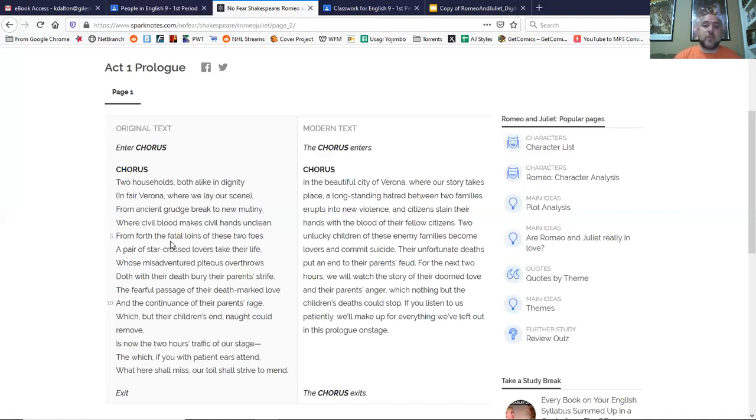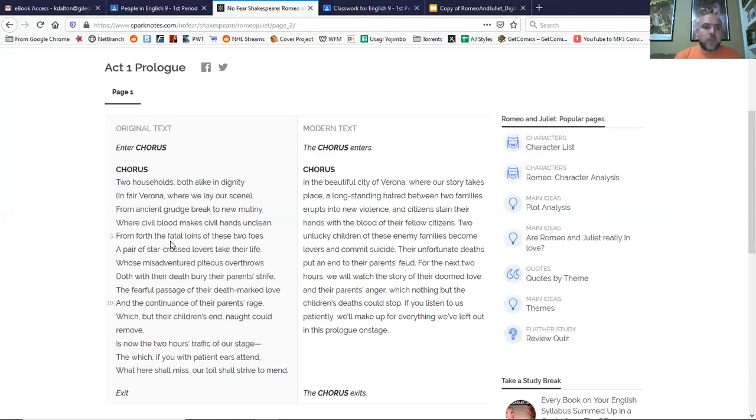Two households, both alike in dignity, in fair Verona, where we lay our scene. So I talked in the last video about the background information. We have two families, the Montagues and the Capulets. The Montagues are Romeo's family. The Capulets are Juliet's family. They're both alike in dignity. They're equal, almost, in power, in fair Verona, where we lay our scene. So this takes place in a city in Italy named Verona, and this is where the story is going to take place.